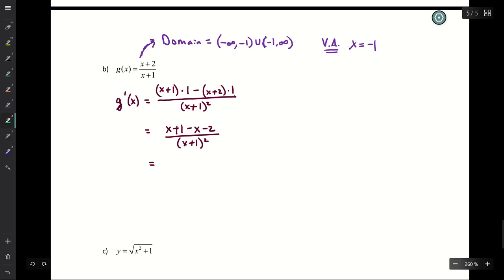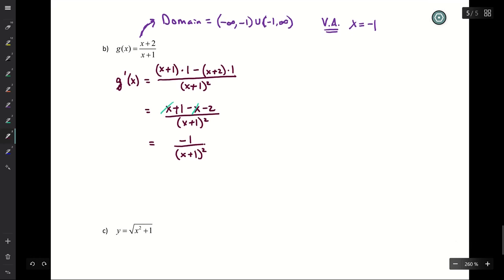Okay, simplifying there, we notice we have a couple of x's that are going to end up canceling out. And then we have a 1 minus a 2, so that's going to give us a -1 on the top, and then an x plus 1 all squared in the denominator. So for this one, as far as critical numbers are concerned, the first thing you do is figure out where your derivative is 0.